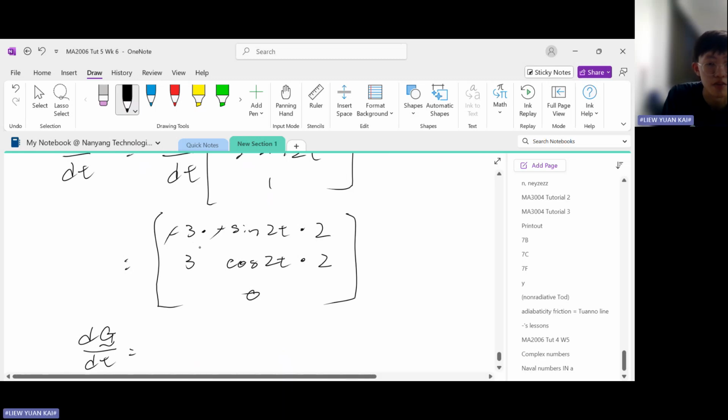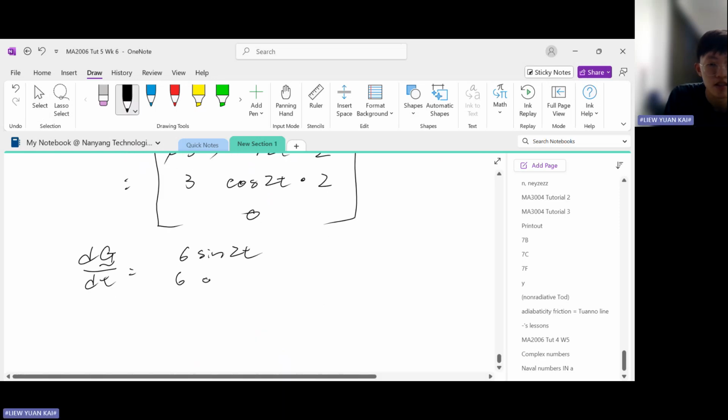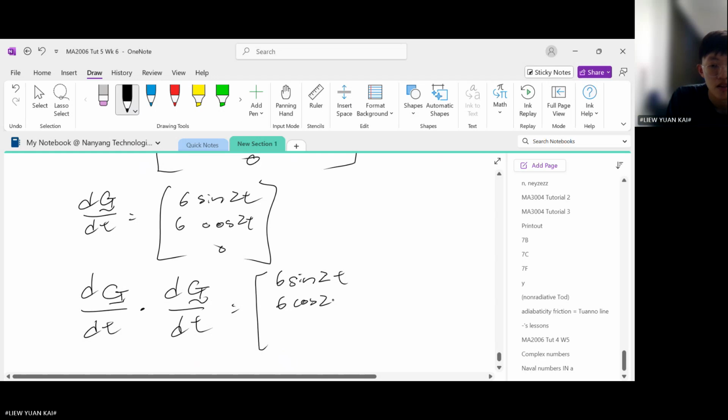So minus minus minus minus is plus, 2 times 3 is 6. 3 times 2 is 6. Okay, finally, once we obtain dg dt, we can dot product itself, which is what the question wants, right? So the question wants this dot itself, meaning you copy the result that we got, and you dot it with itself.